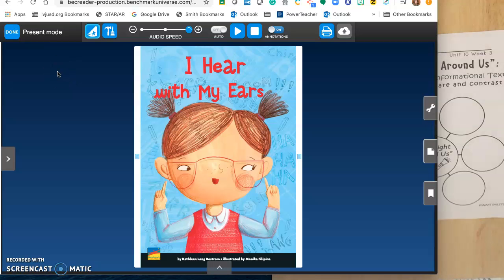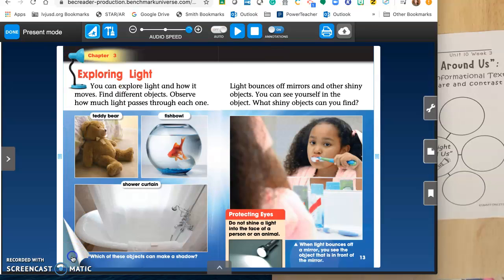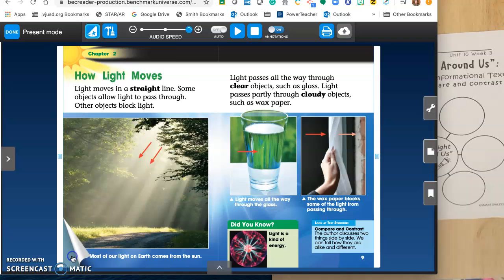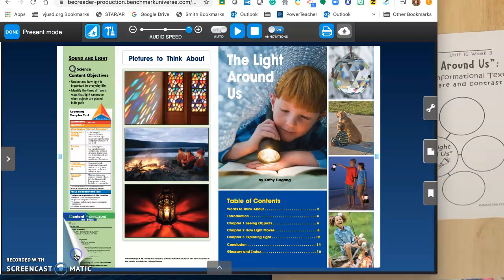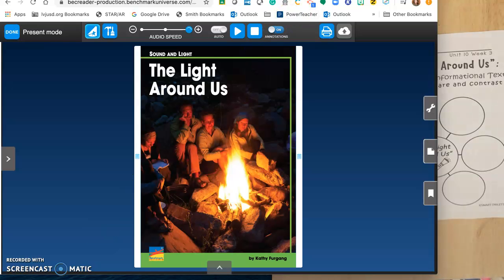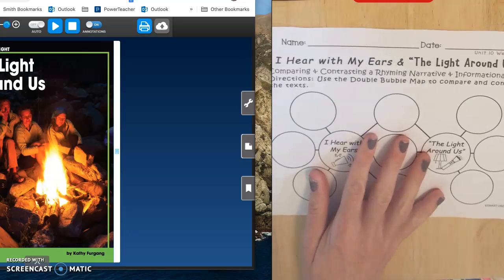Hi guys, today we're going to do our compare and contrast lesson. Today we're comparing the two texts I Hear with My Ears from last week and The Light Around Us from this week. And then we are going to be doing our double bubble map, which we have done before. So make sure you have that ready. It looks like this. I hear with my ears and the light around us.